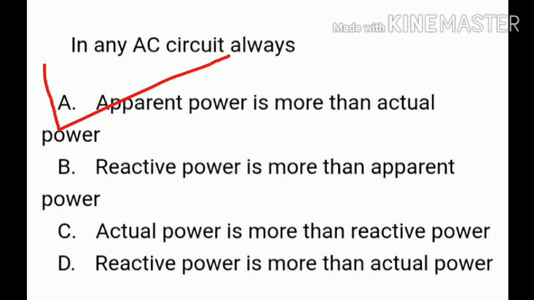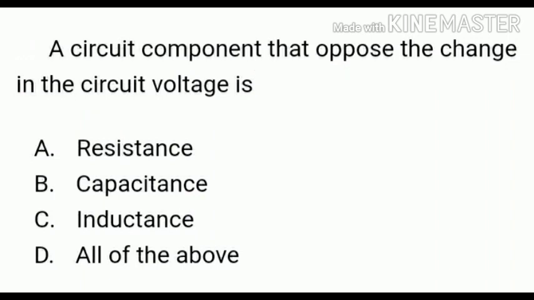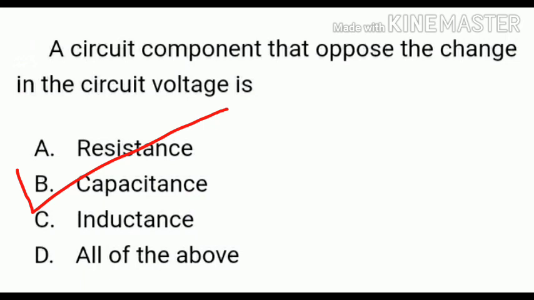And the next question is: a circuit component that opposes the change in the circuit voltage. We know that the circuit voltage change is opposed by capacitance, because the capacitor current relates to the rate of change of voltage, dV by dt. If we change dV, the value of C has to respond. So a circuit component that opposes the change in the circuit voltage is option B, capacitance.